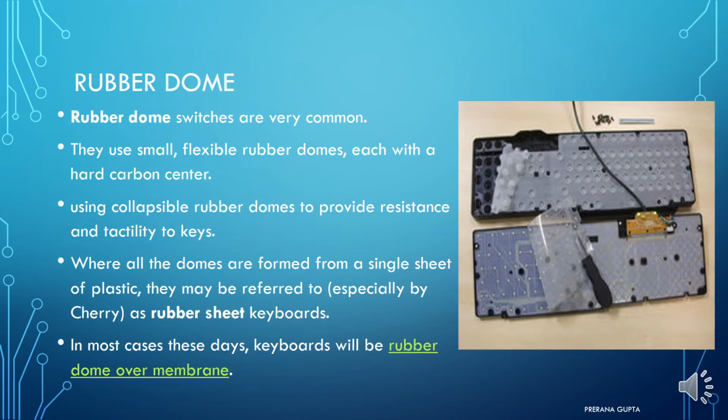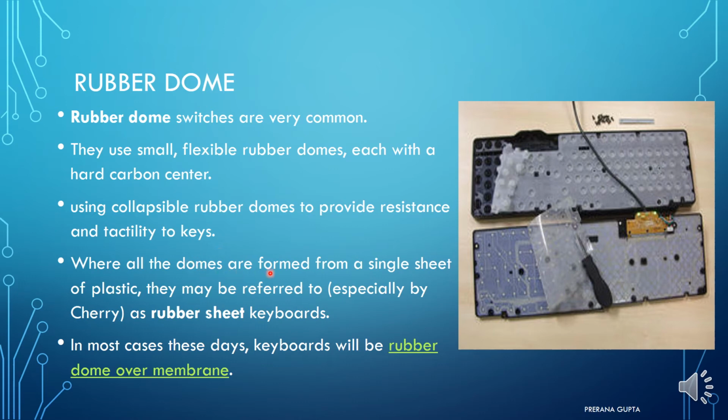Next one is rubber dome. So rubber dome switches are very common. You can say there are flexible rubber domes with a hard carbon center. These are the carbon centers, and these are the rubber domes attached to each carbon center, using collapsible rubber domes to provide resistance and tactility to keys.